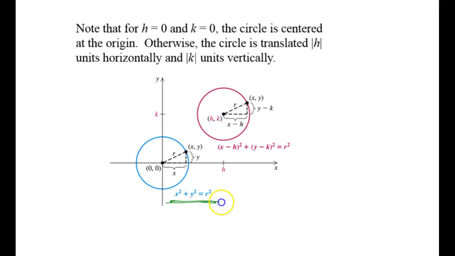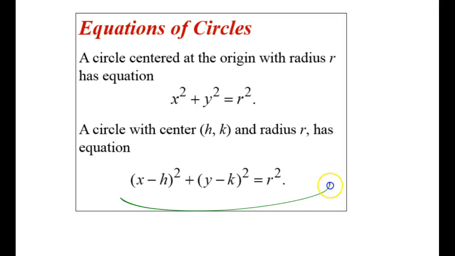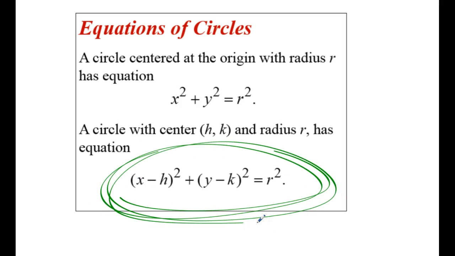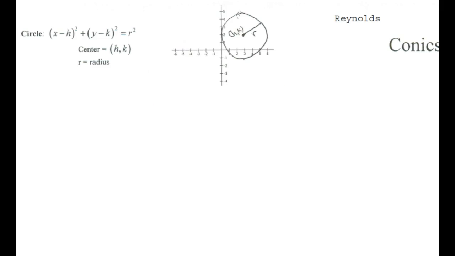So this is centered about 0, 0, and then in general this is the equation if I change the center h and k and relocate it. We'll probably mostly be using this one, but if it is centered, we'll use this one. So here are the notes that I use as well.